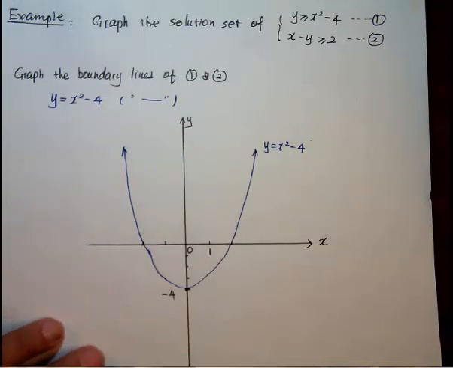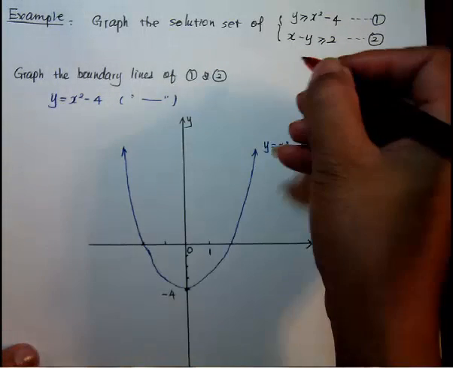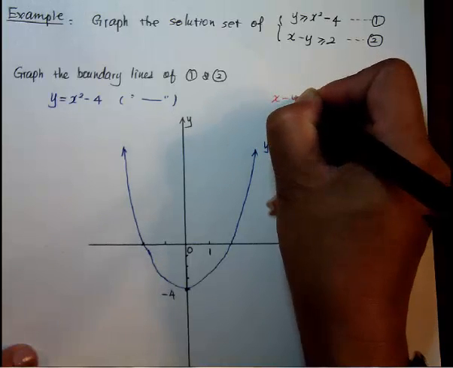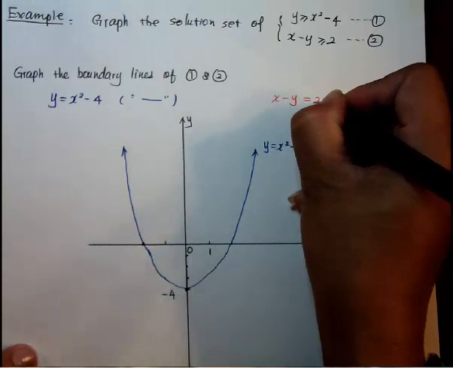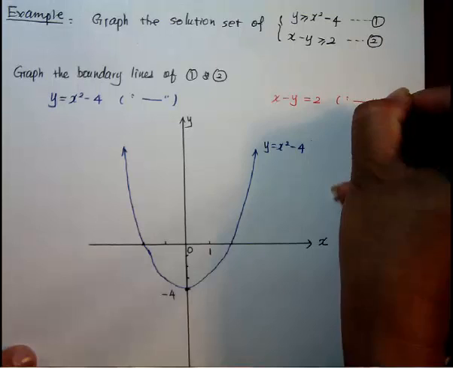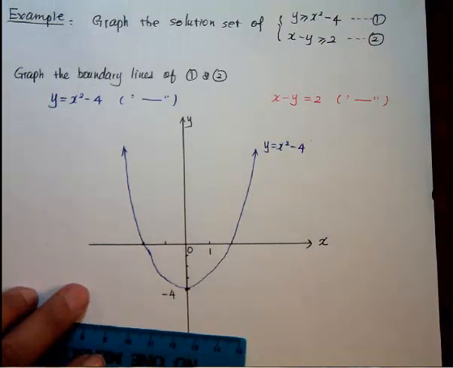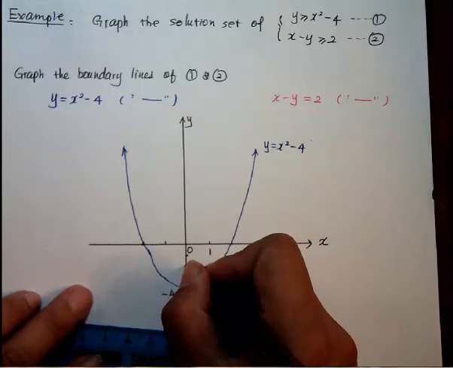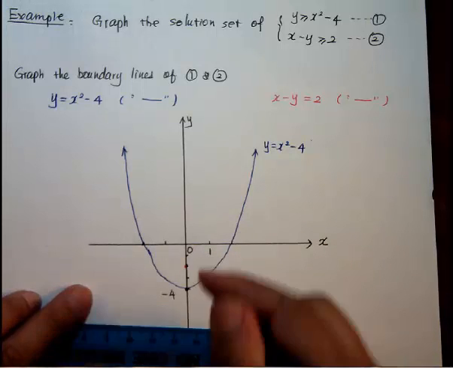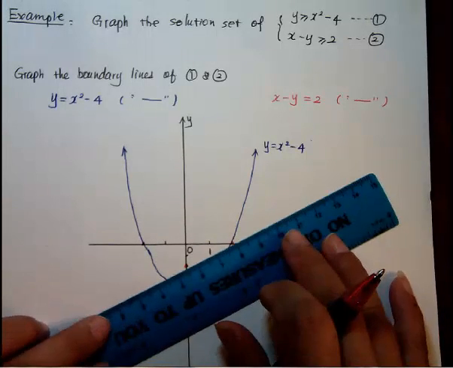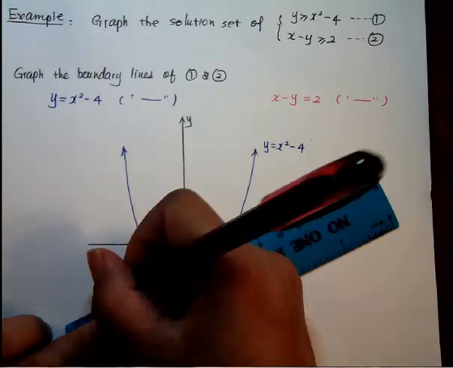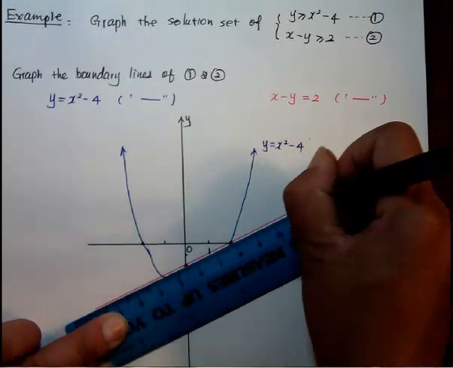The second inequality we have, the boundary line is x minus y equals 2. Also it is a solid line because we have the equal sign right here. X equal to 0, y will be -2. Y equals 0, x will be 2. That's the second boundary line.